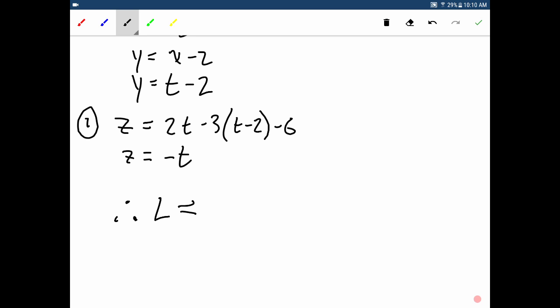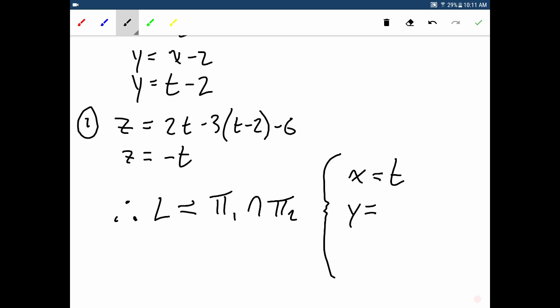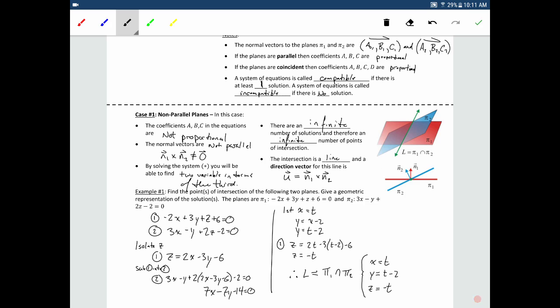So the line that is the intersection of plane 1 and plane 2 is x equals t, y equals t minus 2, and z equals negative t. And that's it. Now that is the parametric equation. You could come up with the other versions of the equation, but there's no reason to. It doesn't tell you you have to. So I would just leave that as your final answer. Okay? So there we go.